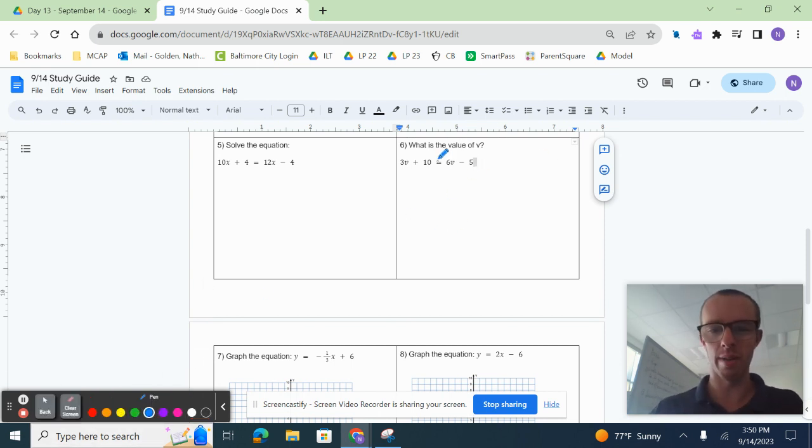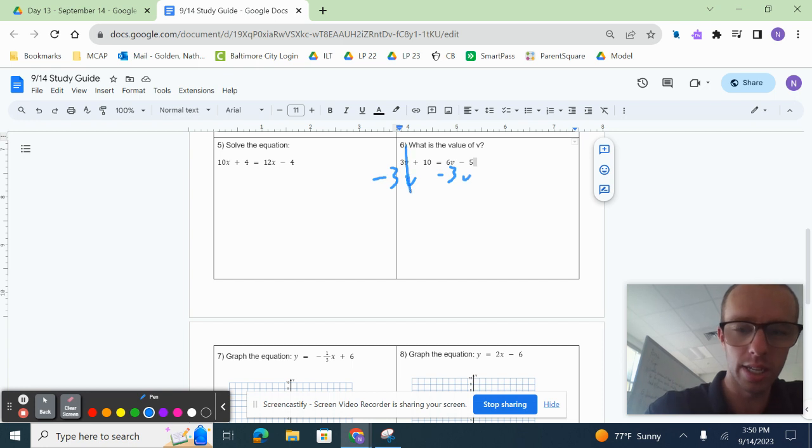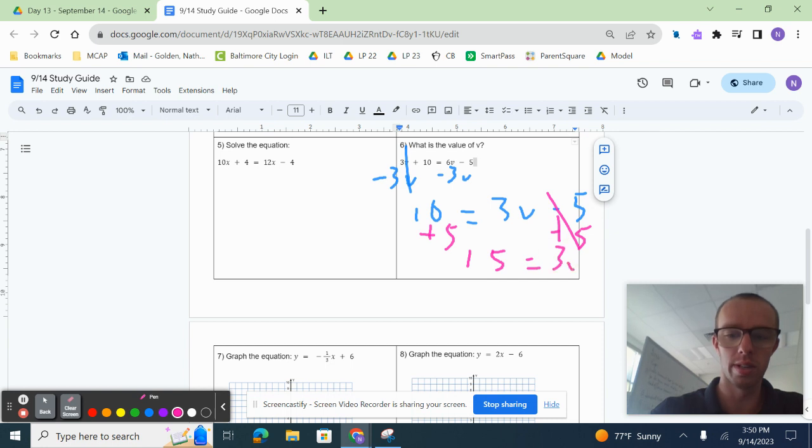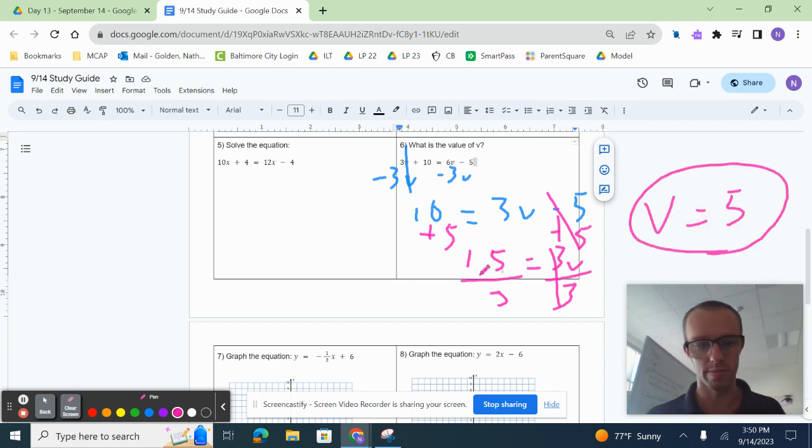Again, I can't have variables on both sides, so I'm going to get rid of this positive 3v with a negative 3v. These cancel. I get 10 equals 3v minus 5. And then I'm just going to solve from here. To get rid of a minus 5, we add 5 to each side. These cancel. Get 15 equals 3v. Divide each side by 3. 15 divided by 3 is 5, and v is equal to 5.